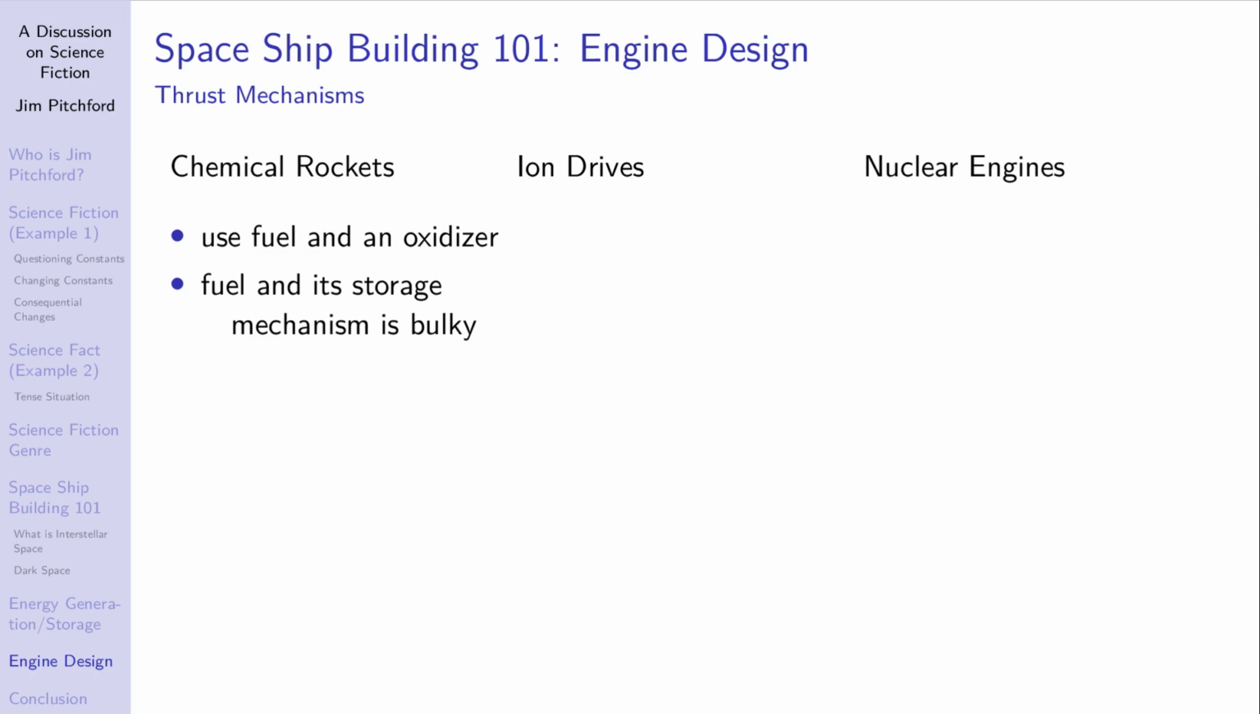So I mentioned gasoline earlier. That would be gasoline and oxygen. Okay, that's how your car engine works. Obviously, we're not using gasoline for chemical rockets, but it's still the same kind of pairing. Well, an issue with chemical rockets is you need to store the fuel and the oxidizer, and the mechanism to do so is going to be kind of bulky. I mean, think about the space shuttle. You've got that huge external fuel tank that's bigger than the shuttle itself.